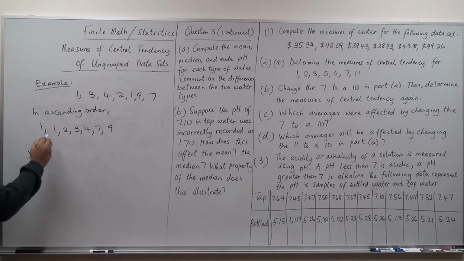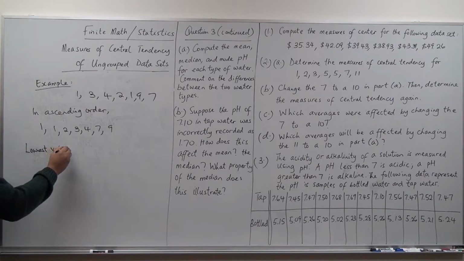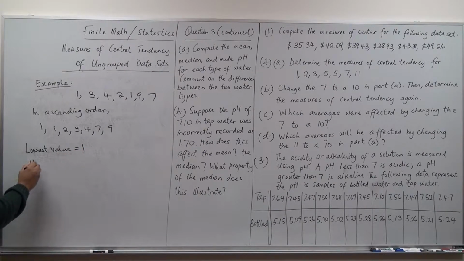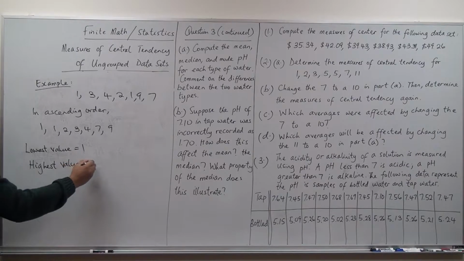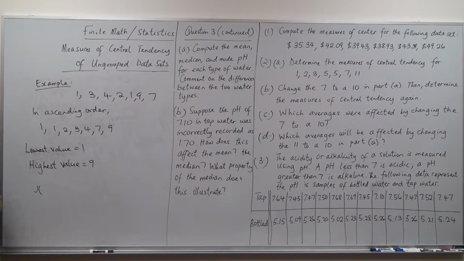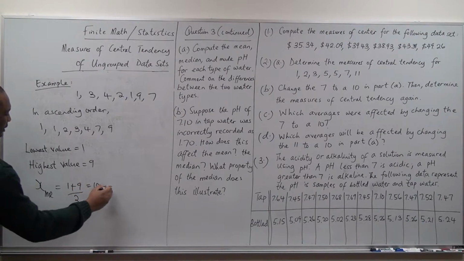XMR, mid-range, will be 1 plus 9, because the lowest value, let me just write this, lowest value is 1, highest value is 9. So the mid-range XMR will be 1 plus 9 divided by 2, which is 10 divided by 2, which is 5.